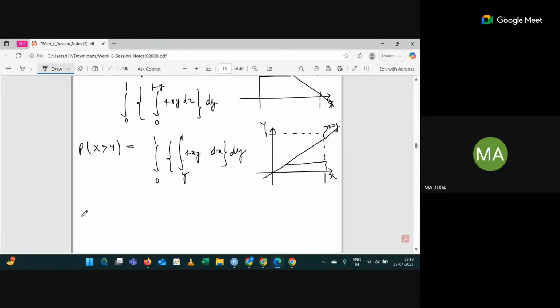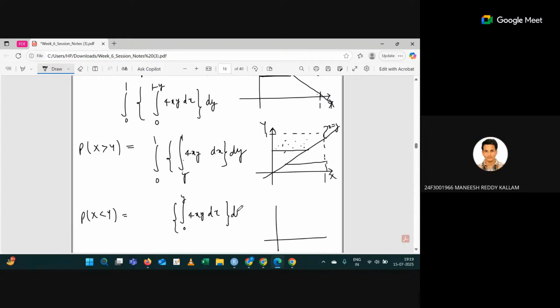What if I ask probability x less than y? What is the limit of x? First of all, x less than y means I'm talking about the upper part, right? So the limit of x will be 0 to y. Yes or no? Okay. And then what is the limit of y?